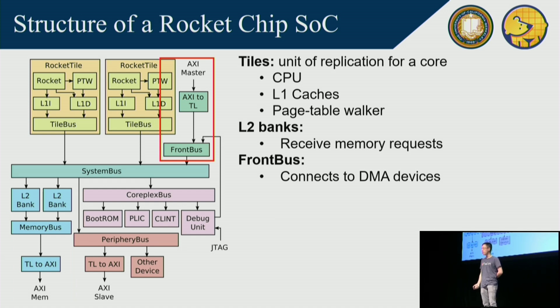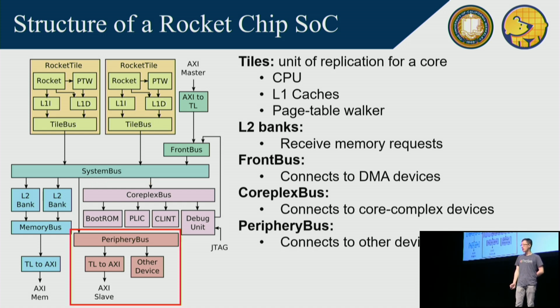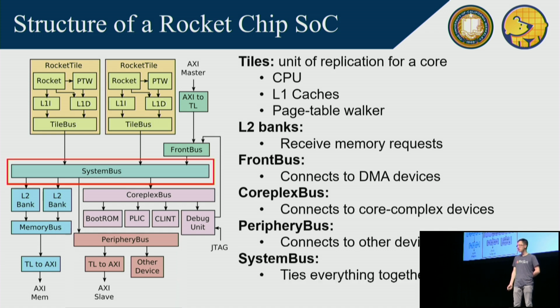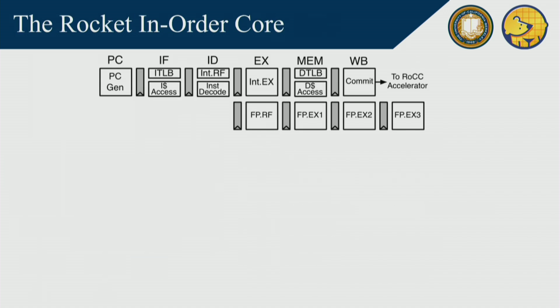And then we have a front bus, and this is our front-end bus, I guess. And this is how you connect DMA devices, either from off-chip or on-chip. And this means that DMA devices can write coherently into the memory system. We have a coreplex bus, and this is for connecting core complex devices like the boot ROM, the interrupt controller, and debug unit. You have a periphery bus to connect peripheral devices. And finally, you have a system bus that ties everything together. It's a bus for connecting other buses.